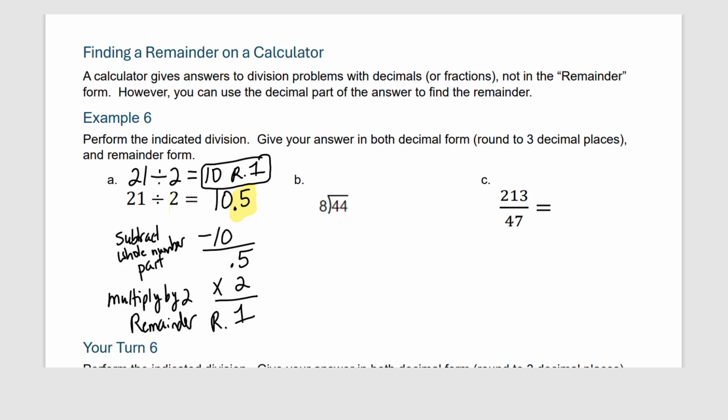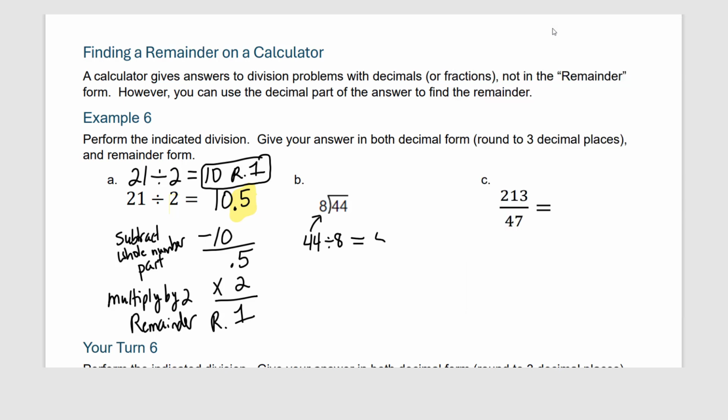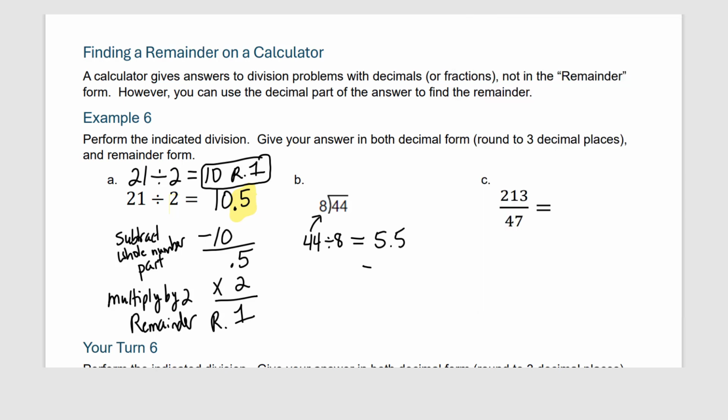Okay, let's try that again. The next one is 44 divided by 8. By the way, this fraction means the same thing as 44 divided by 8. Okay, so I'm going to go on my calculator here. I'm going to clear out my old problem. 44 divided by 8 equals 5.5. I'm going to subtract off the whole number part, not the decimal part, just the 5 that's in front of the decimal. This is going to leave 0.5.